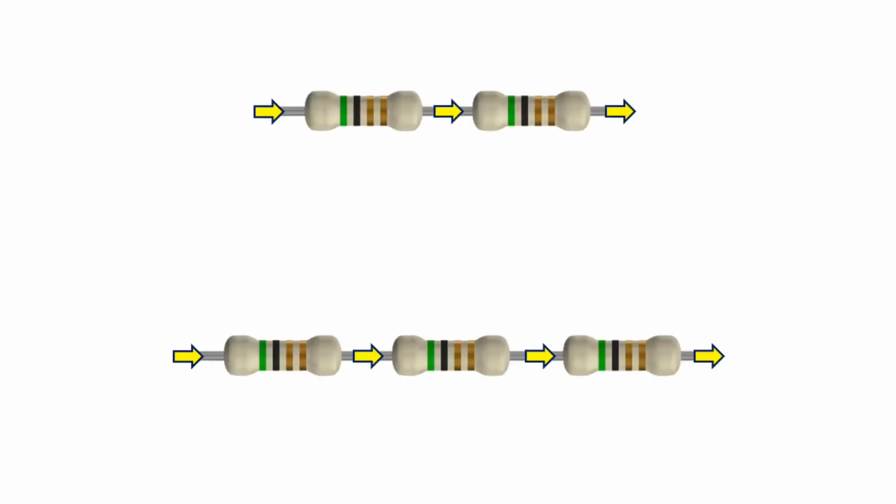A serial connection happens when we connect components side by side. There is only one path through which electrons can flow in this connection. Thus, the same current flows through all circuit elements connected in series.